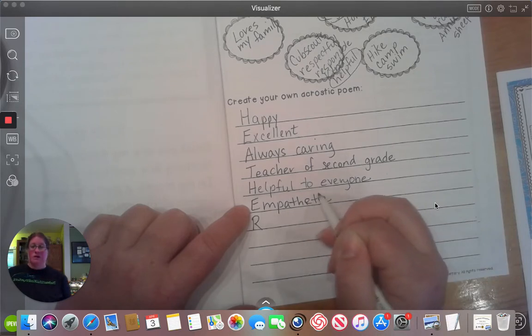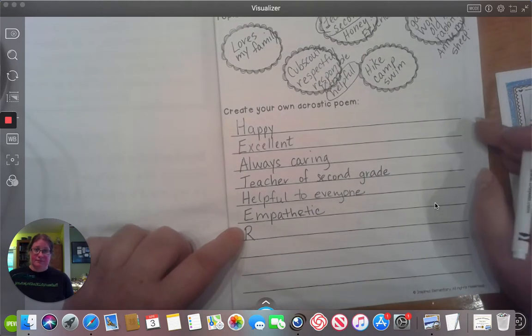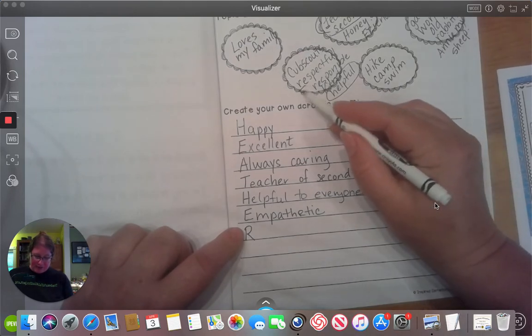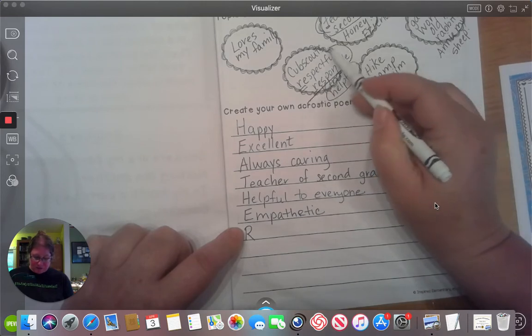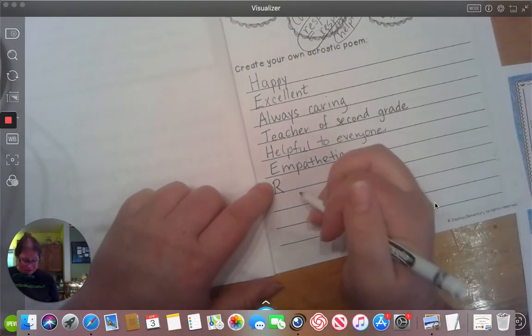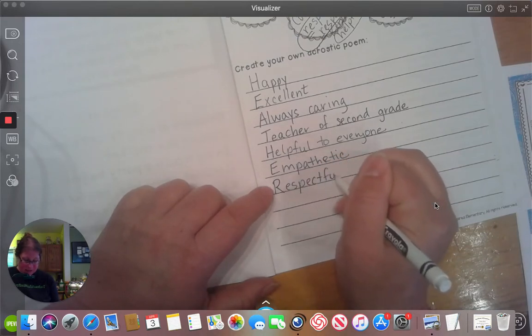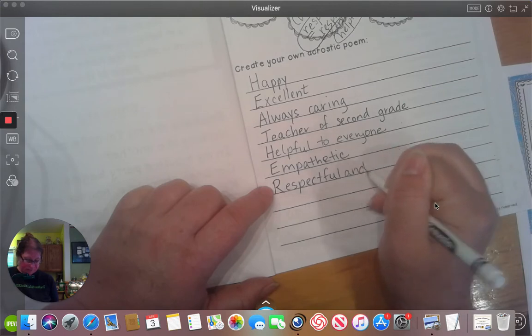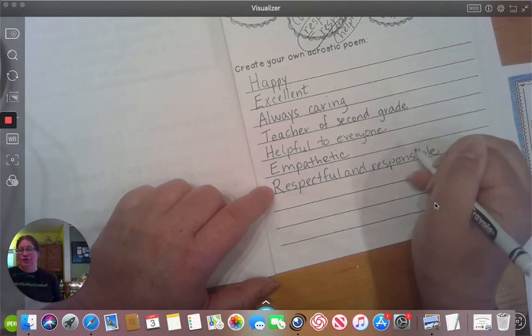and R. Can you guess which ones I would pick? I can see them right off the bat. I see two R's that I really like, and those are words that we used a lot in my classroom. So I'm going to circle my words that I'm using, and I'm going to write respectful and responsible. Again, no punctuation is needed.